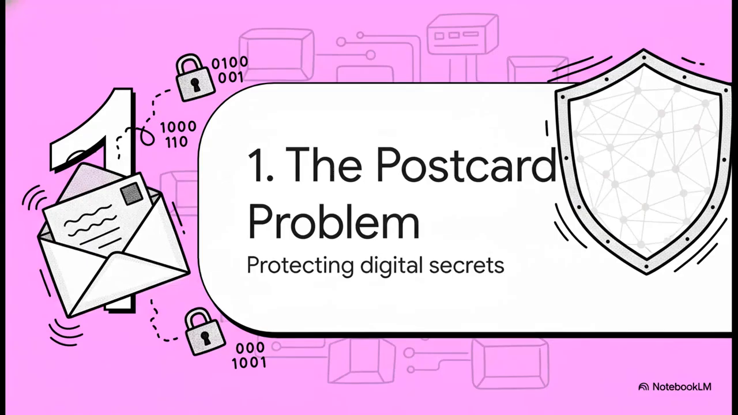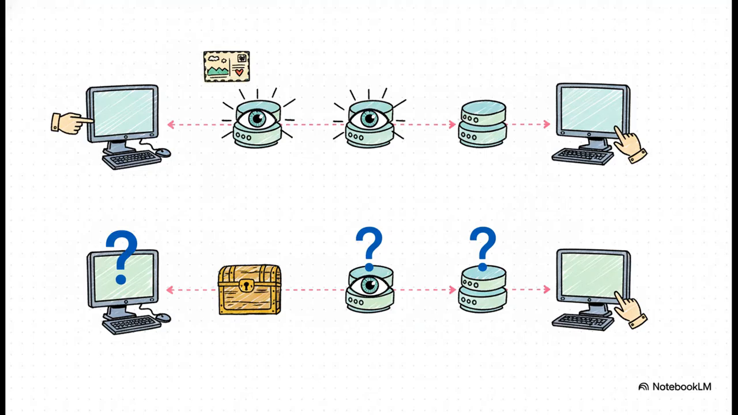Okay, let's kick things off with Section 1, the postcard problem. This is all about why we even need to protect our digital secrets in the first place. This slide really nails it. Look at the top half. That's your data, unencrypted. It's basically a postcard. As it zips across the internet, any server, any router that touches it can read your whole message. Just plain as day.